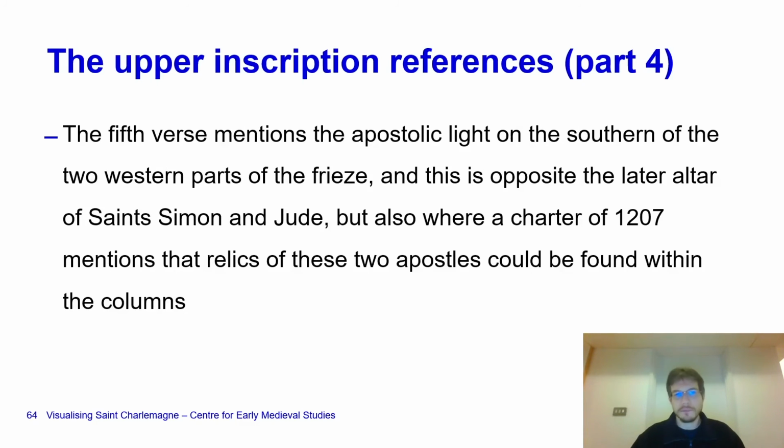The fifth verse, however, mentions the Apostolical light on the southern of the two western parts of the frieze. This is opposite the later altar of Saint Simon and Jude, but also where a charter of 1207 mentions that the relics of these two apostles could be found within the columns, supposedly since the time of Charlemagne. Okay, the number of interesting references is starting to rise.